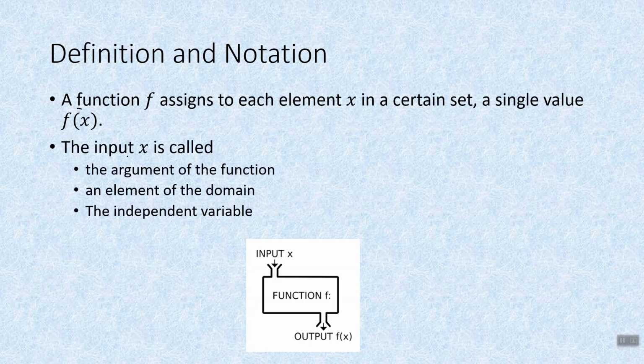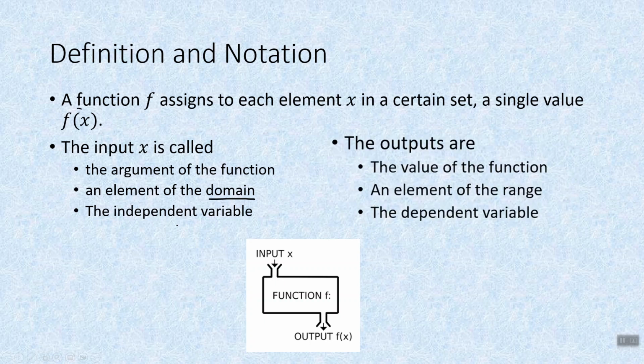Well, this input x that we see here that goes into the little function machine, it's called the argument of the function. It's called an element of the domain of the function. And it's the independent variable. It's independent because we get to choose it. The outputs, however, the outputs are the value. So the argument is what we're talking about. What pops out is the value. The input is in the domain. The output is an element of the range.